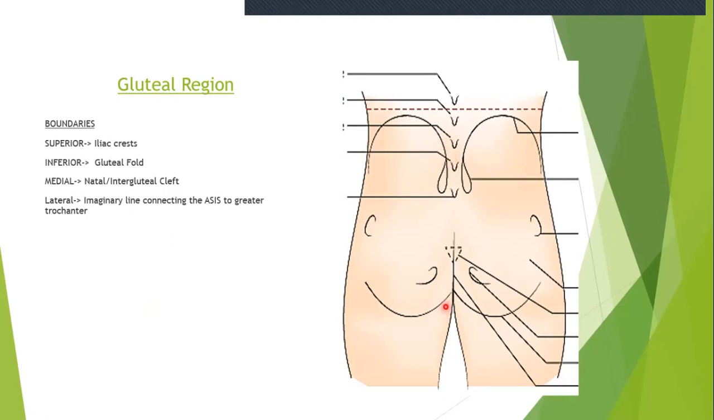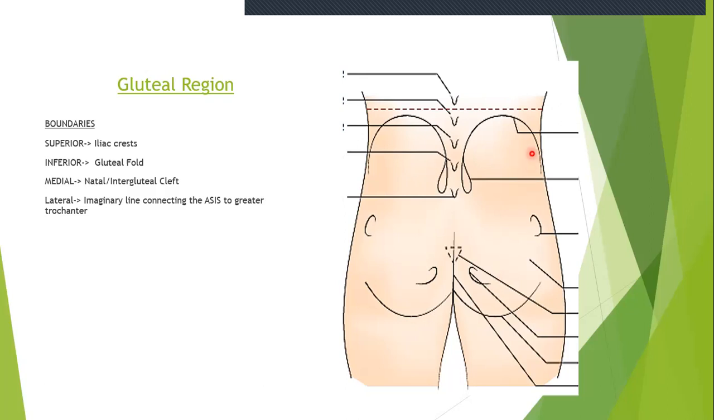The inferior boundary is the gluteal fold, this. And note, this gluteal fold is not the lower boundary of the gluteus maximus muscle, as most people think. No, that is just a transverse skin crease. It is the transverse skin crease of the hip joint. That is simply what the gluteal fold is, the inferior boundary.